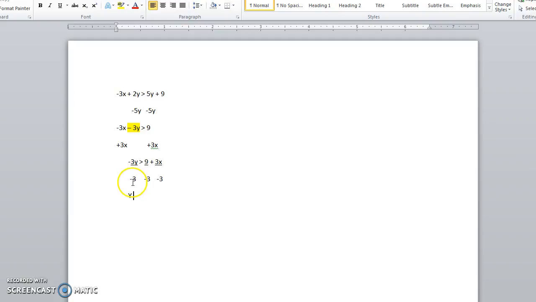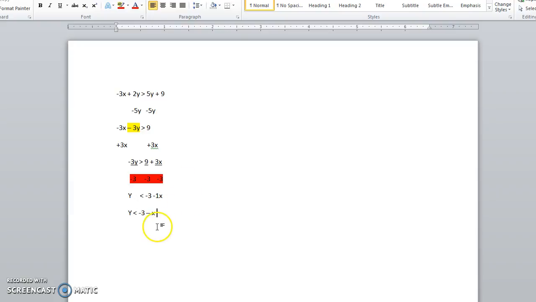Remember that this is one of those special cases: whenever you divide both sides by a negative number, the sign is going to flip. And this is where a lot of our students got stuck. So the greater than sign is now going to become a less than sign. Positive 9 divided by negative 3 gives me negative 3. And a positive 3x divided by negative 3 gives me a negative 1x. Or you can just write your answer as y is less than negative 3 minus x.